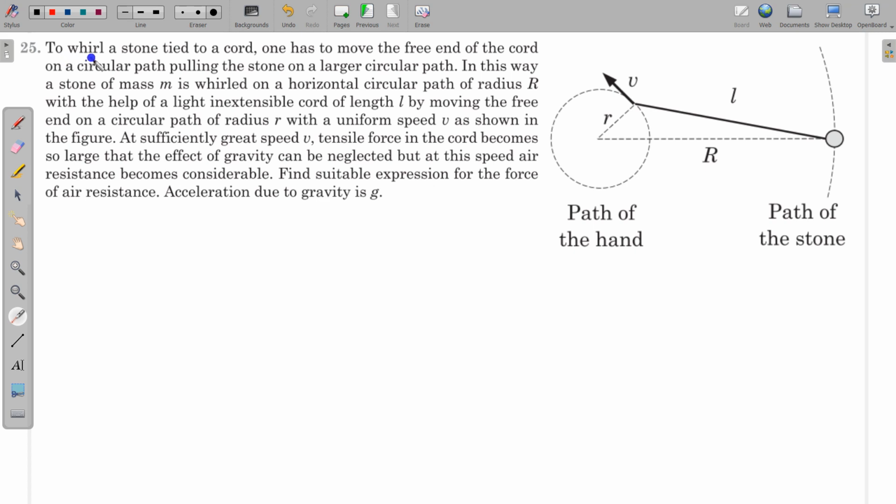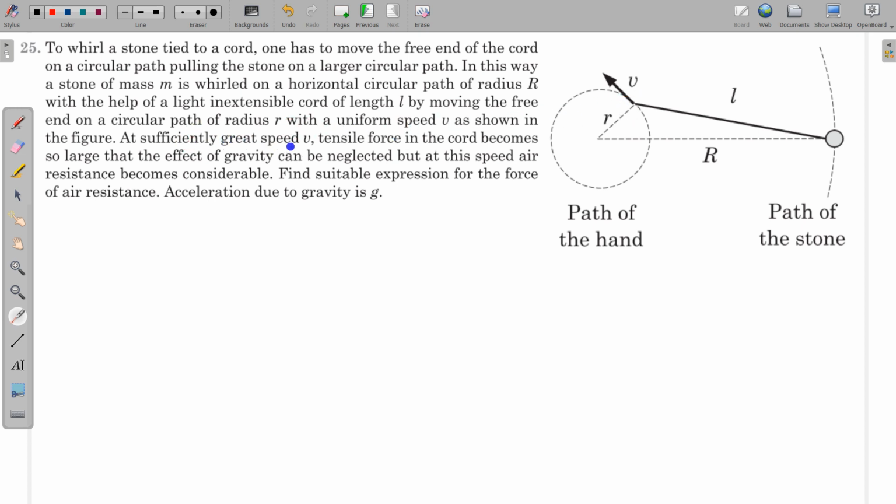In this question, to reel a stone tied to a cord, one has to move the free end of the cord on a circular path, pulling the stone on a larger circular path. In this way, a stone of mass small m is reeled on a horizontal circular path of radius capital R with the help of a light and extensible cord of length L by moving the free end on a circular path of radius r with a uniform speed v, as in this figure.